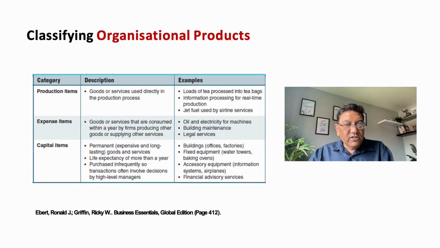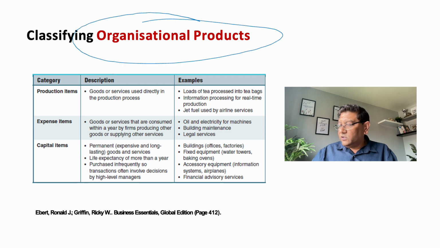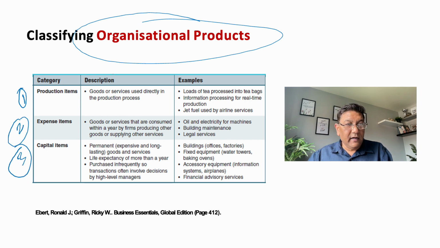Now in organizational products, there are three categories again. The first one is production, second one is expense, and third one is capital items. What is the difference between those three categories? The production items are those being used for production. If you are a manufacturer, the goods and services you are using to produce something, those are production items.